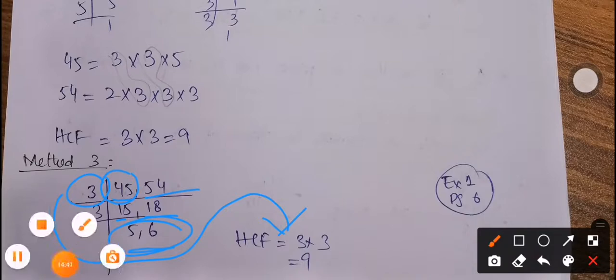Now you have to perform exercise 1 on page number 6, so that you can practice the HCF. Thank you.